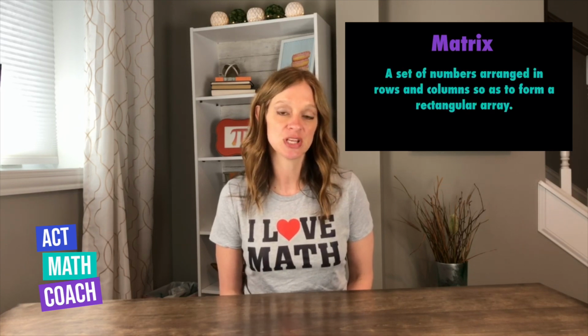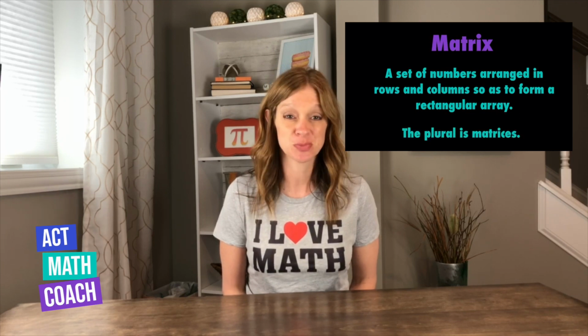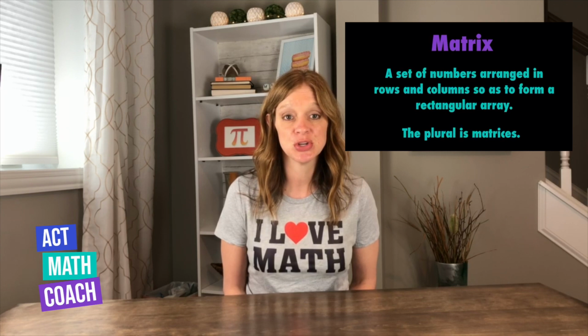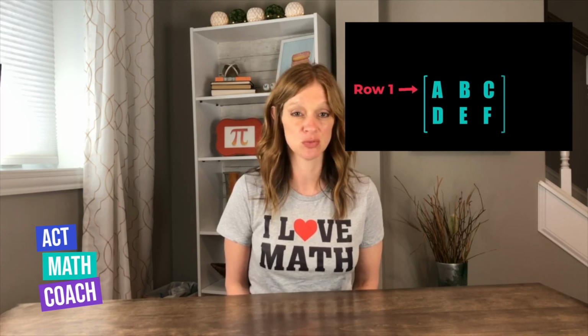A matrix is a set of numbers arranged by rows and columns, and it just forms a rectangle. So if you've ever worked with a spreadsheet before and you know what rows and columns are, you're pretty much set. Let me show you an example. This matrix has a top row and a bottom row, so we call the top row row 1. The bottom row is obviously row 2.